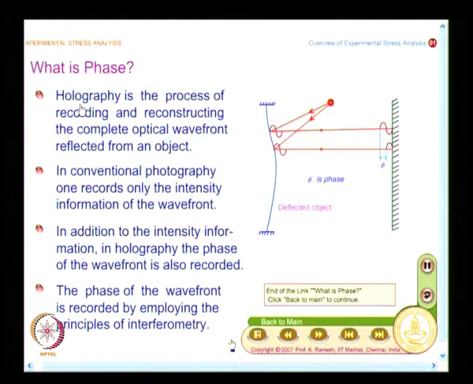What we do in holography is a process of recording and reconstructing the complete optical wavefront reflected from an object. When I say complete optical wavefront, I mean intensity as well as phase, and we have seen that in conventional photography one records only the intensity information of the wavefront. In holography, the phase of the wavefront is also recorded, by employing the principles of interferometry. Okay, so that is a difference, and we will go back and see how a hologram looks and what you see in that.